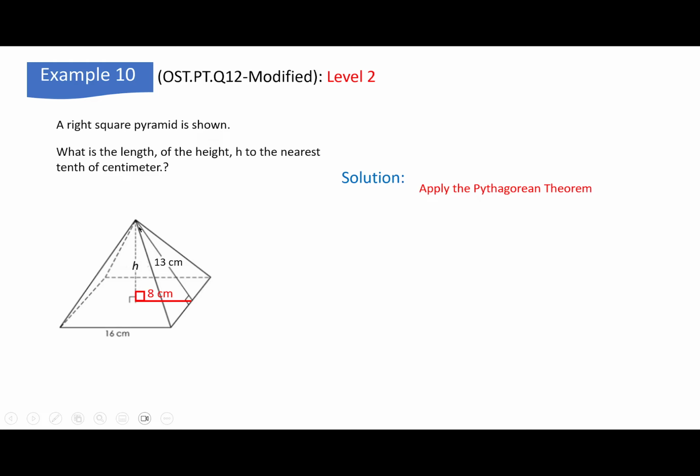Now I apply Pythagorean theorem on this triangle right here. 8 squared plus h squared equals 13 squared. h squared is equal to 105. Now you square root it, you get 10.2, and that makes sense. 10.2, it's more than 8 and less than 13.